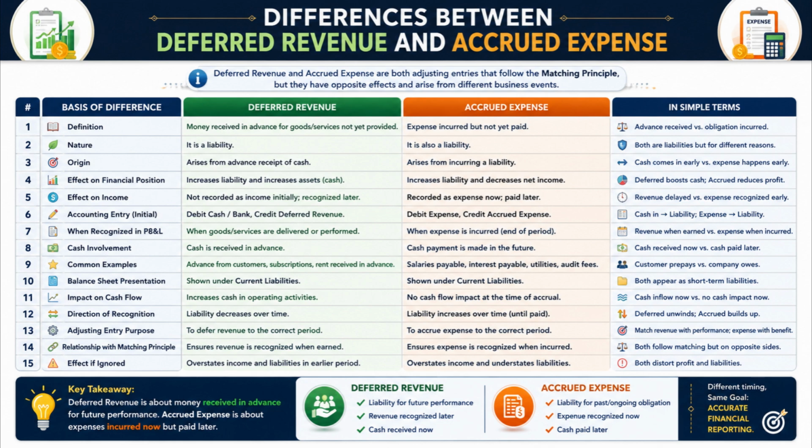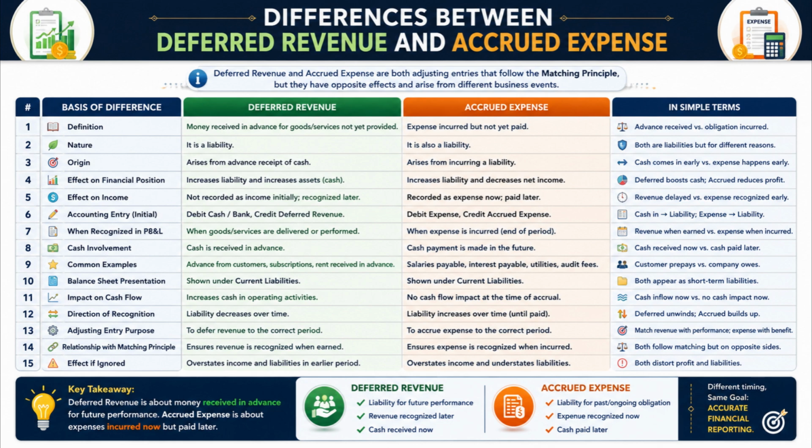Number 13. Deferred revenue ensures revenue is reported in the correct accounting period, whereas accrued expense ensures expenses are matched to the correct accounting period. Number 14. Deferred revenue supports the matching principle by delaying revenue recognition until earned, whereas accrued expense supports the matching principle by recognizing expenses when incurred.